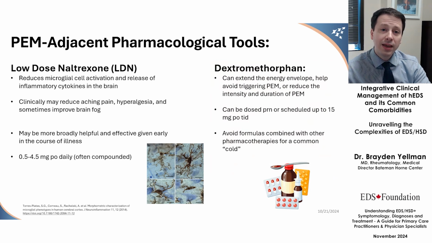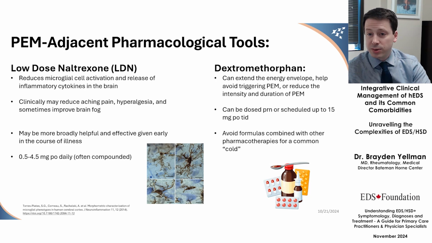And then we have a couple of PEM adjacent pharmacological tools just to touch on. Low-dose naltrexone is sometimes used. This reduces microglial cell activation and inflammatory cytokine release in the brain. We see it clinically reduce aching pain, hyperalgesia, and sometimes brain fog, but it may also help with the intensity and duration of post-exertional malaise.